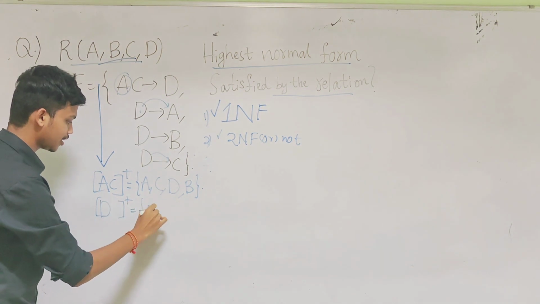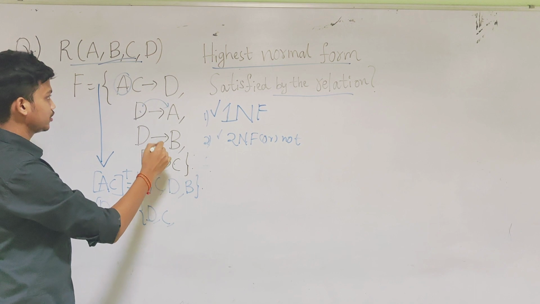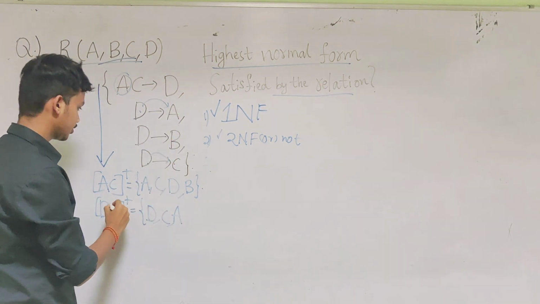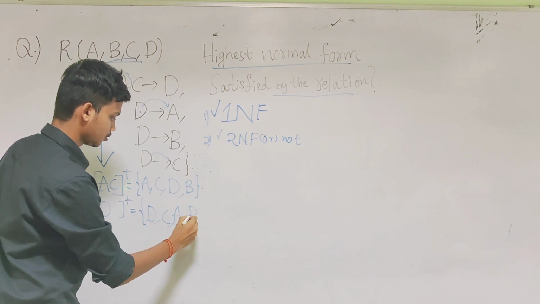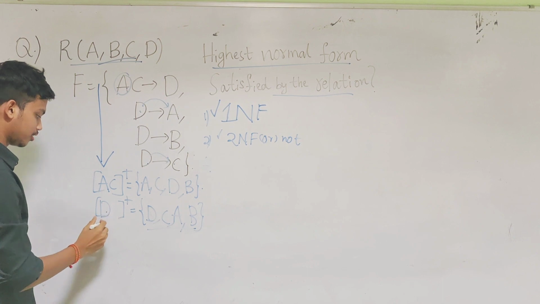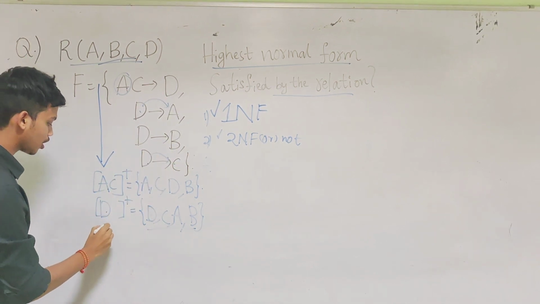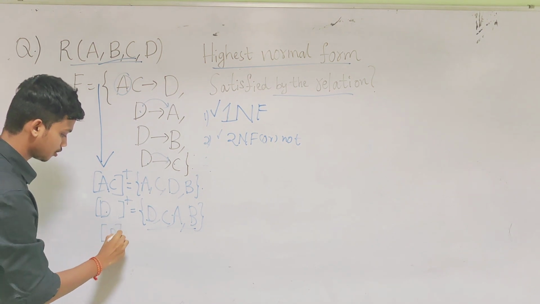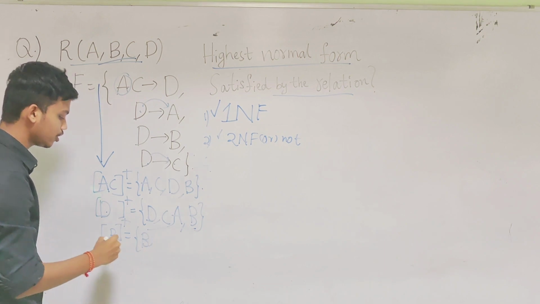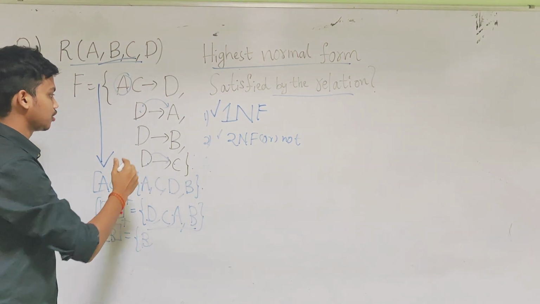Look at this. If I take the D closure, with D I can get C, with D I can get A, with D I can get B. You see, I got all the attributes with D. So D is a candidate key. Now let us check B. If I take the B closure, I can get only B. I can't get anything else. So B is not a candidate key.